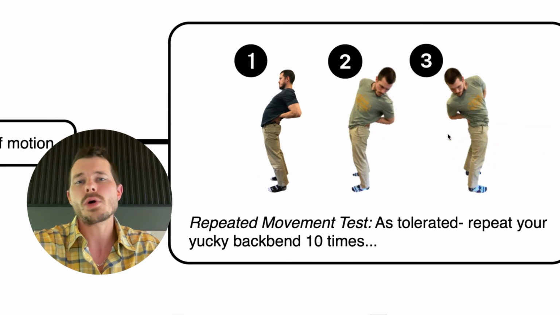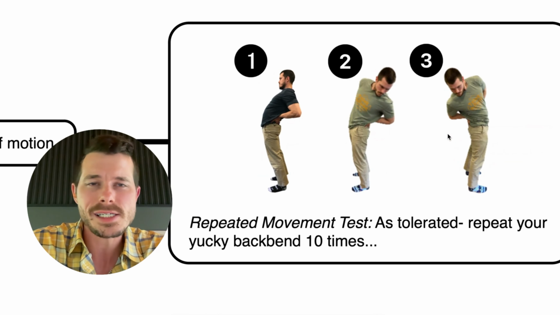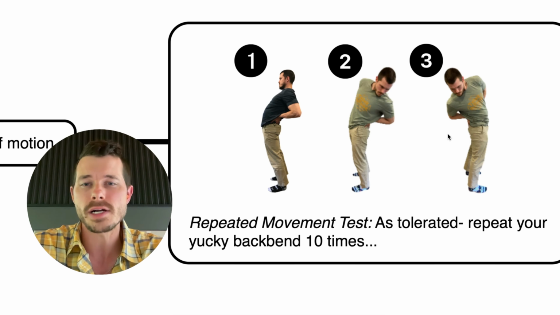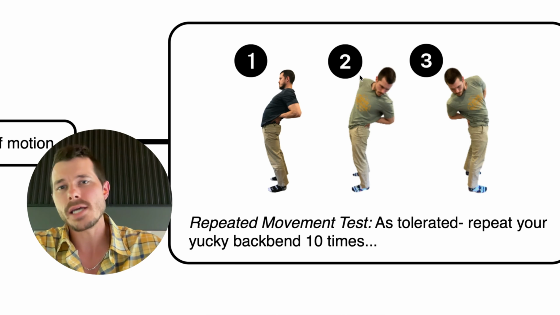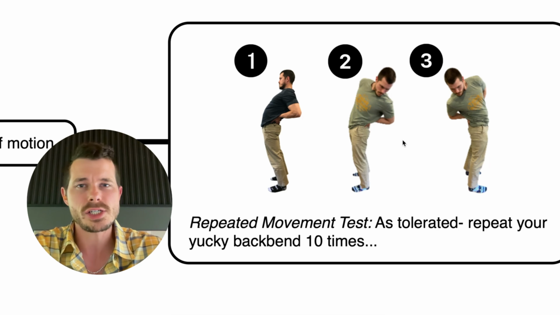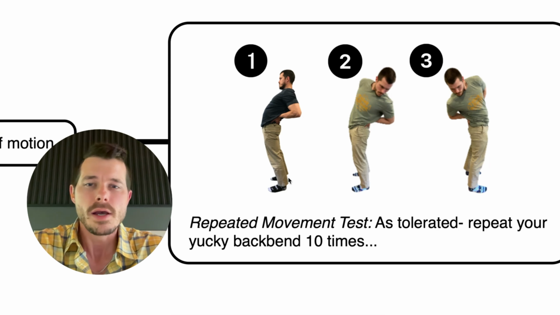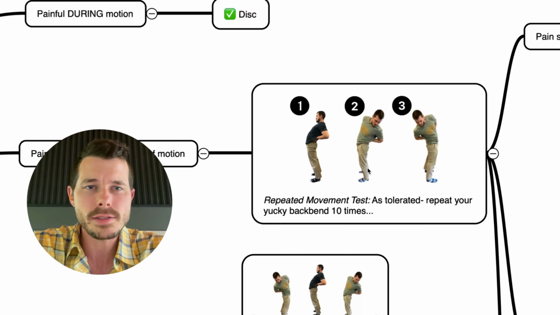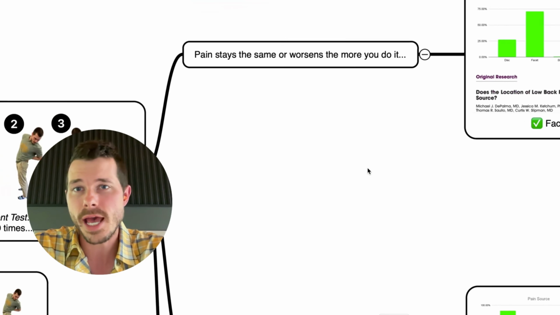So I want you to perform what we call a repeated movement exam or test. And so if tolerated, if not, that's okay, but if and as tolerated, please repeat the yucky back bend. If you had multiple yuckies, just pick one. This is the simplest one. But repeat the yucky back bend 10 times for me. And when you do that, one of three things is going to happen.